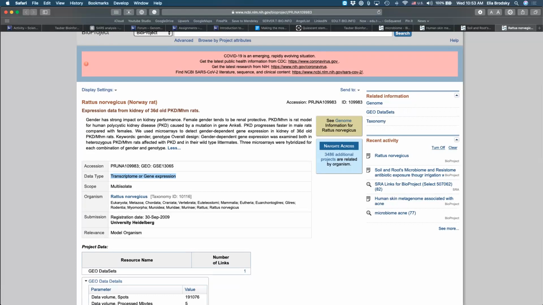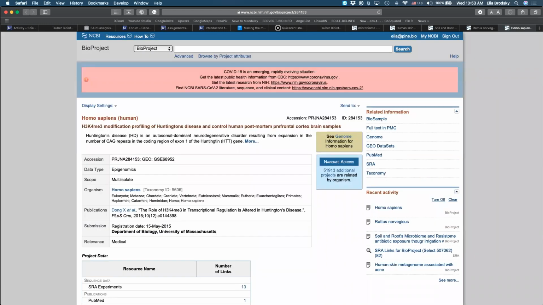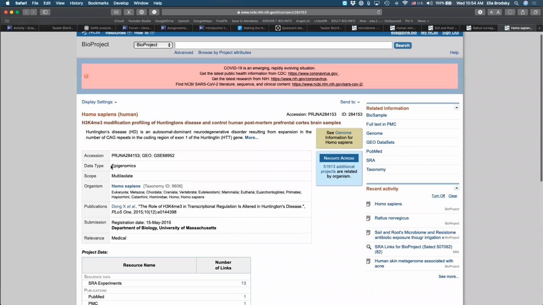Okay, Megan Simonsen, H3K4me3 modification profiling of Huntington's disease and control human postmortem prefrontal cortex brain samples. Okay, so again, look, data type is epigenomics, right? So whenever you look for H3K4me3, that is a particular histone, right? Yep, so look specifically for microbiome. All right, Suparno, let's take a look.